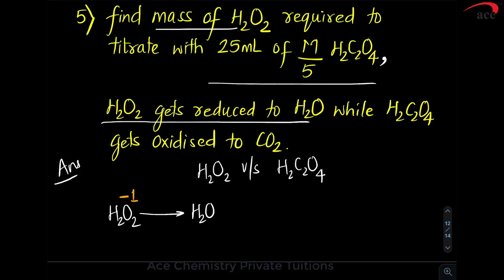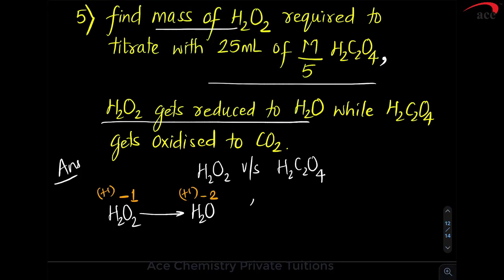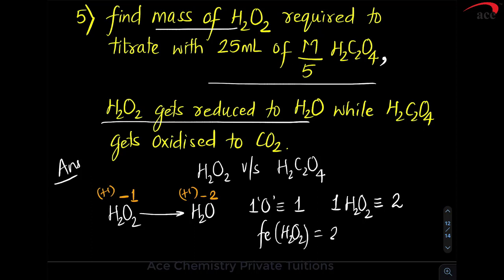in peroxide oxygen is -1, in water it is -2. Why? Because hydrogen's oxidation state remains unaffected. So what will be the factor? For 1 oxygen it changes by 1. But we are dealing with 1 hydrogen peroxide, so the factor is what? 2. So what is the factor for hydrogen peroxide? Hydrogen peroxide factor is 2.